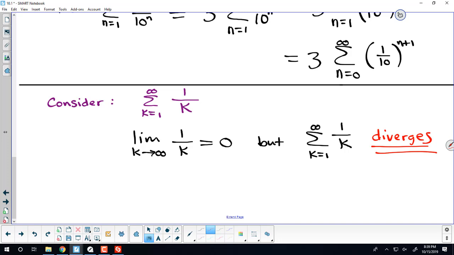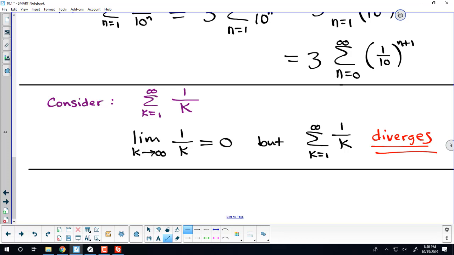That's our classic counterexample. The limit of the terms going to 0 is necessary for a series to converge, like the last two examples. But here's an example of when it's not sufficient. Even though the limit of the terms is 0, the series itself still diverges. So that's not a sufficient condition, that this limit be 0. I'll probably write that down again and reference it again.